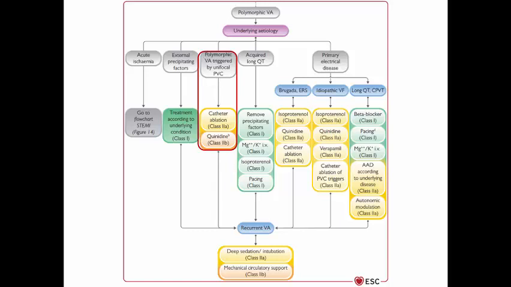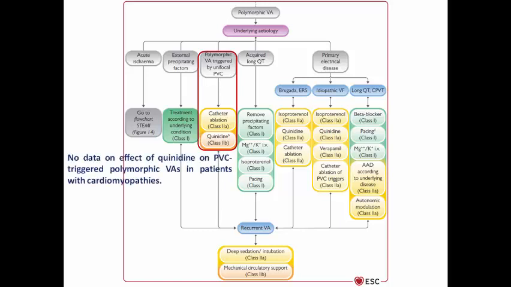If it is polymorphic ventricular arrhythmia triggered by unifocal PVC, you should think of catheter ablation, and we may need quinidine. However, there are no data on the effect of quinidine on PVC-triggered polymorphic VT in patients with cardiomyopathies.